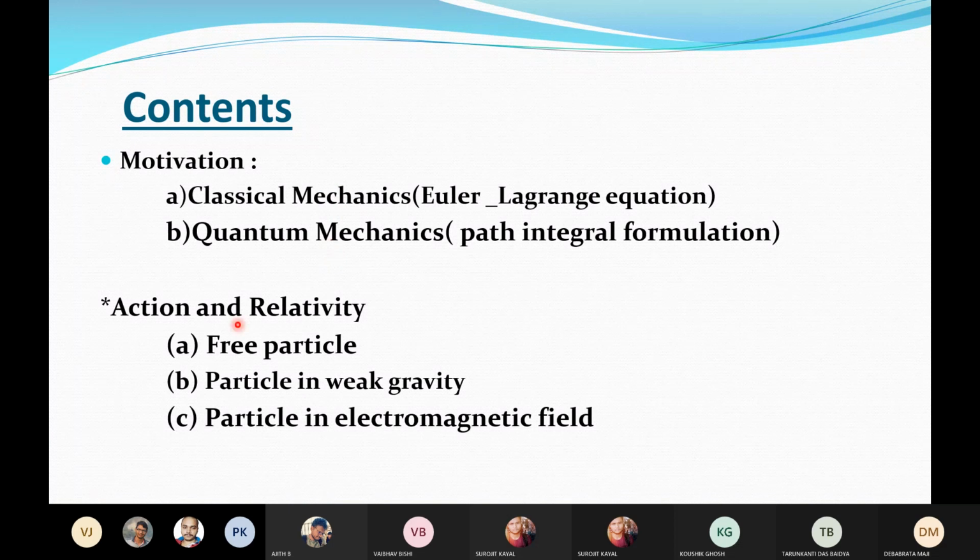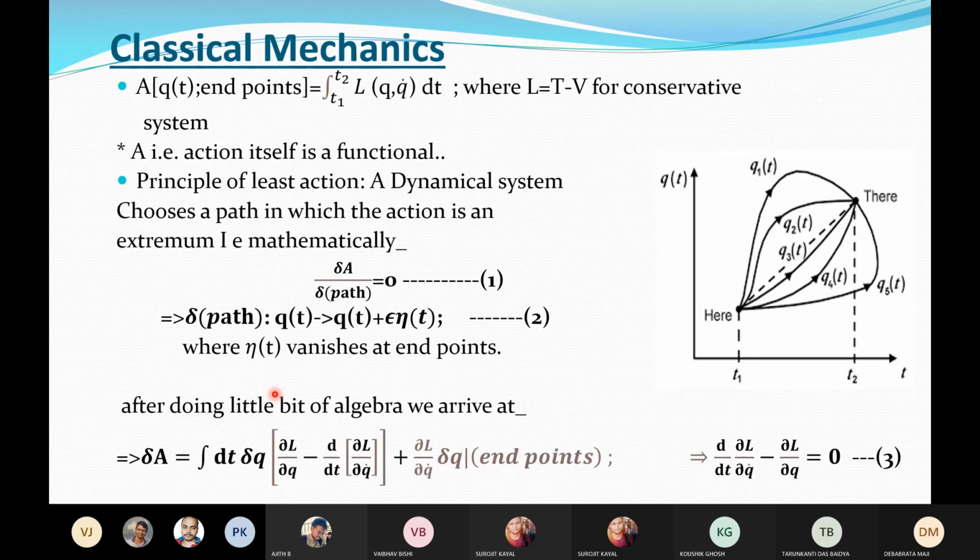In the later half of the discussion we will discuss expressions of action from a relativistic point of view, like in the case of a free particle, a particle in a weak gravity field, and a particle in an electromagnetic field. So let's get started. So what is the action?